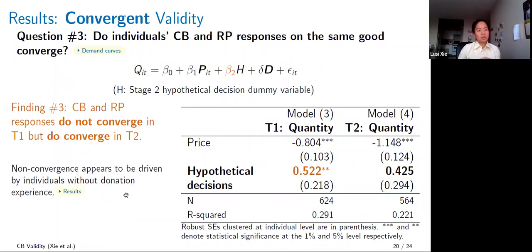We also did a supplementary analysis for T1, because it has been found that respondents who have experience with the good or attributes assessed might provide more accurate responses. So we split the sample based on whether participants donated or volunteered at the food bank before. And we found that the non-convergence appeared to be driven by those individuals who are not familiar with the food bank.